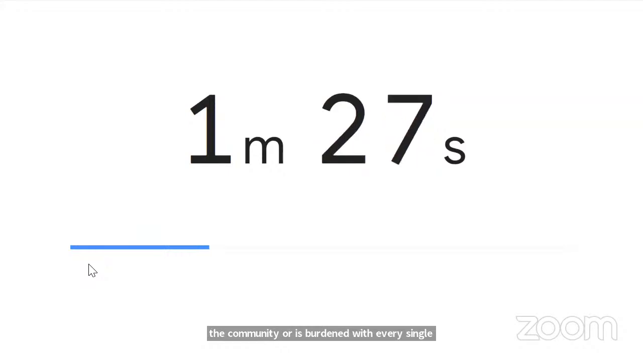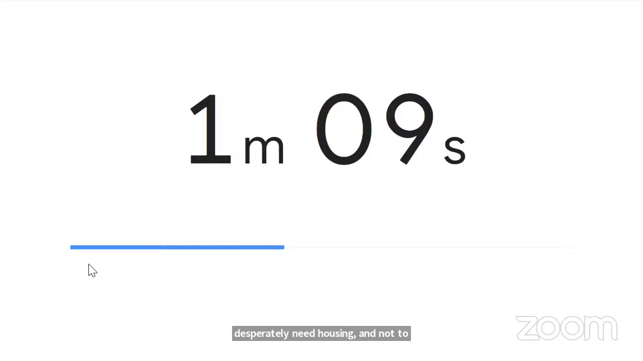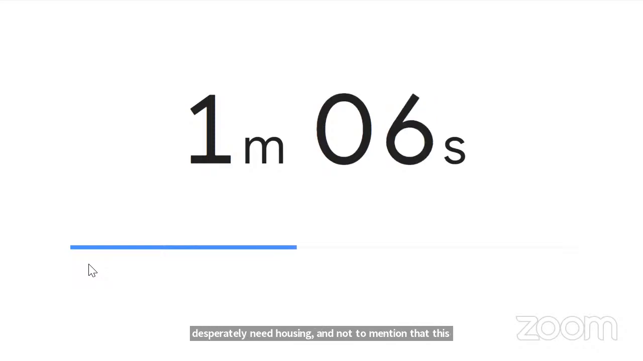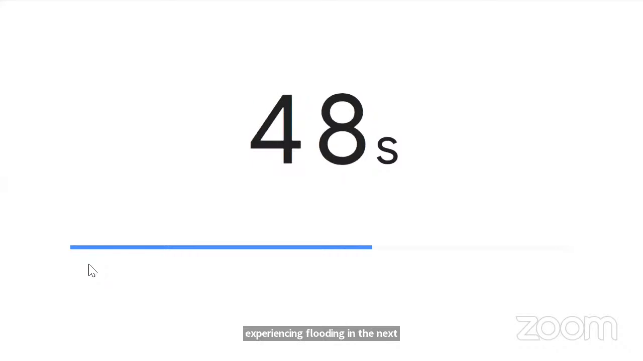And as a lot of the folks who have spoken before me have pointed out, this development will not benefit the folks who are already within the community, the schools that desperately need funding, the folks who desperately need housing, and not to mention that this is a shoreline development. As someone who looks at sea level rise all too often, this is not a sustainable project either. So putting luxury condos in an area that very likely could be experiencing flooding in the next 60 years just doesn't make a lot of sense. So I urge you to vote no. Thank you for your time.